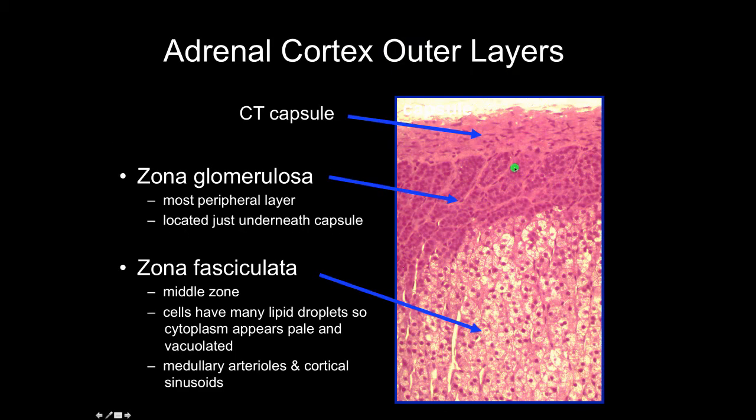Histologically, just to remind you again: the connective tissue capsule, then the zona glomerulosa, the most peripheral layer, with cells in balls or clusters just beneath the connective tissue capsule, then the zona fasciculata, the middle zone. The cells have many apparent lipid droplets, so the cytoplasm appears vacuolated. You'll often see lots of capillaries and maybe some of these medullary arterioles and the cortical sinusoids.